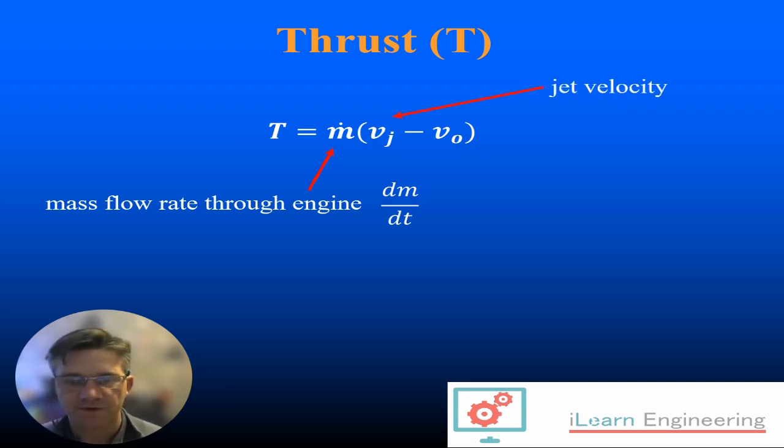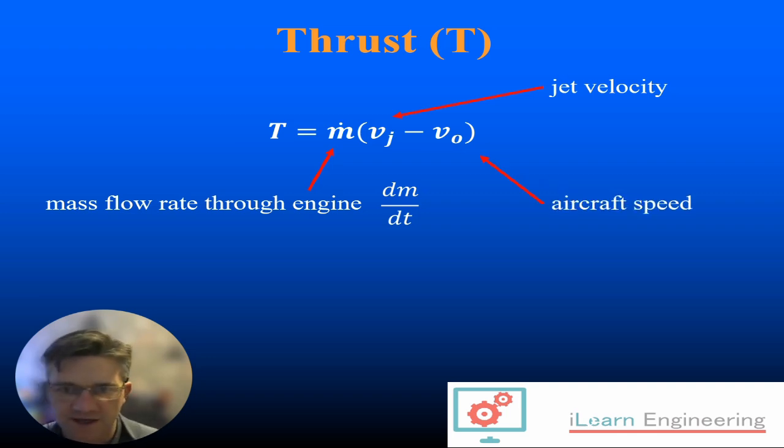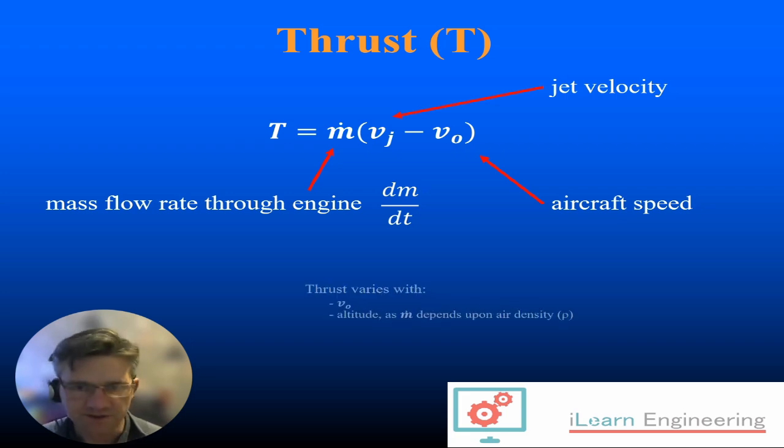We've also got Vj, which is the velocity of the gas exiting the nozzle of the aircraft, or the jet velocity, and V naught is the aircraft speed. The difference between the jet velocity and the aircraft speed is your net velocity, and that's multiplied by the dm/dt to give you this thrust equation.